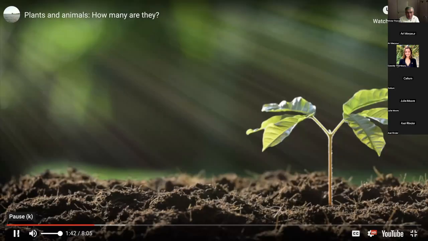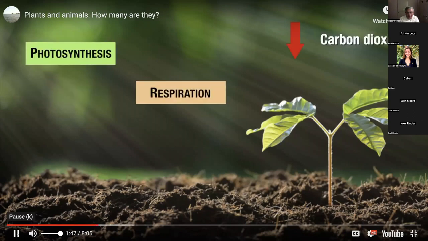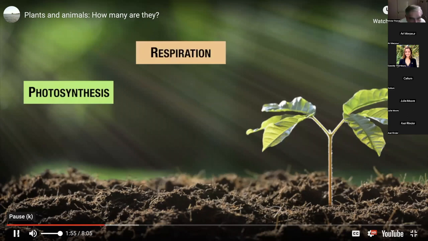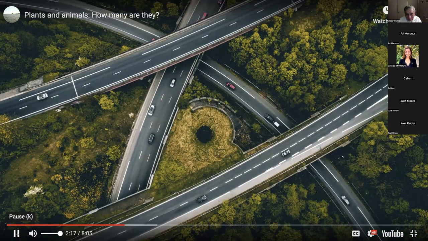In nature, there is a dynamic balance between photosynthesis and respiration. Too much photosynthesis reduces the amount of carbon dioxide in the air and leads to cooling of the lower atmosphere. Conversely, too much respiration increases the amount of carbon dioxide in the air, leading to warming of the lower atmosphere. This figure shows the composition of the Earth's atmosphere through geologic time. The current levels of oxygen and carbon dioxide are about 21% and 0.04%, respectively, for the past 250 years.